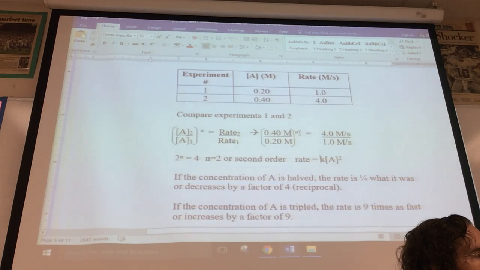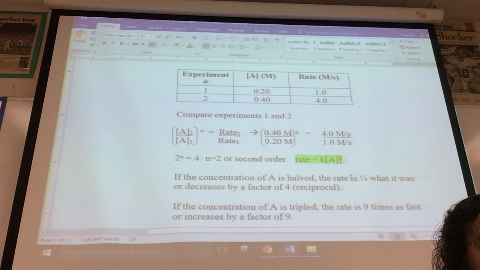0.4 over 0.2 to the n is 2 to the n. 4 divided by 1 is 4. n is equal to 2. So it's second order, and this is my rate law then. I always write rate is equal to k, concentration of the reactant, raised to its n, which is 2.